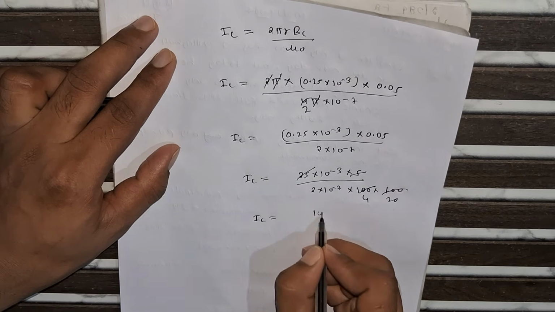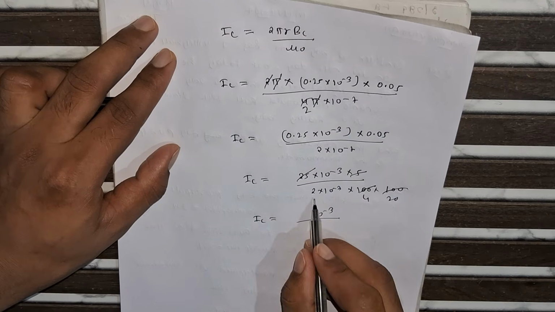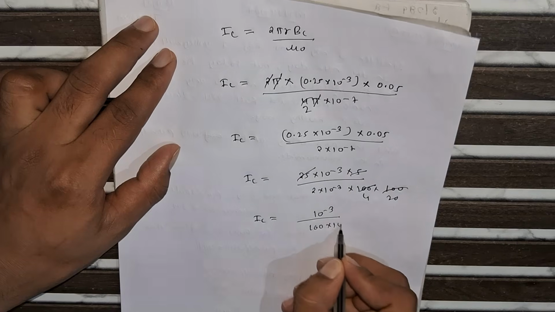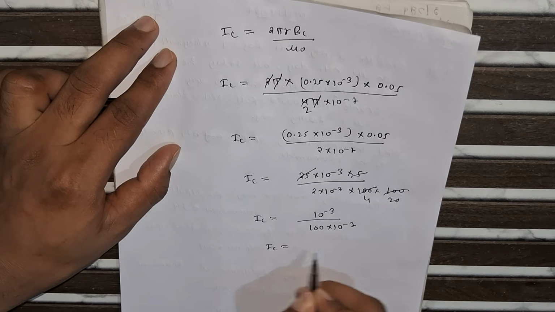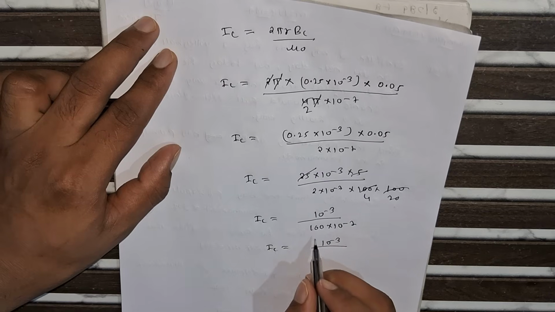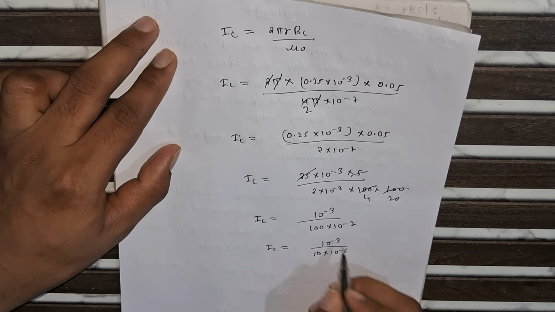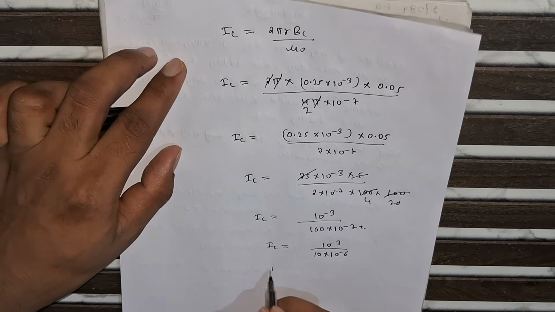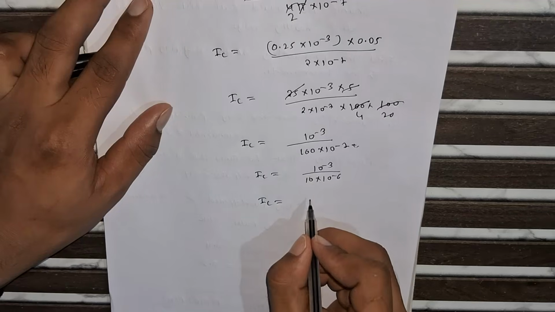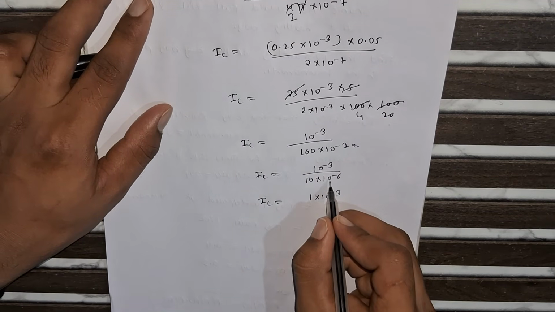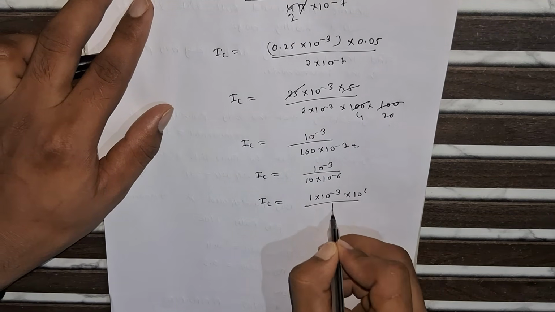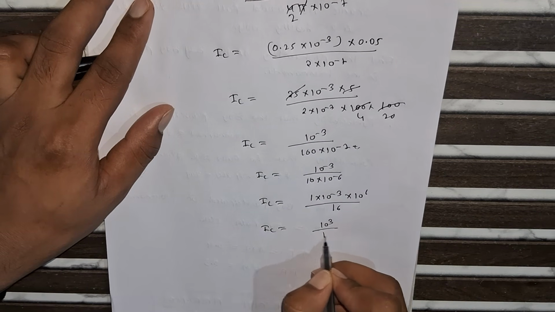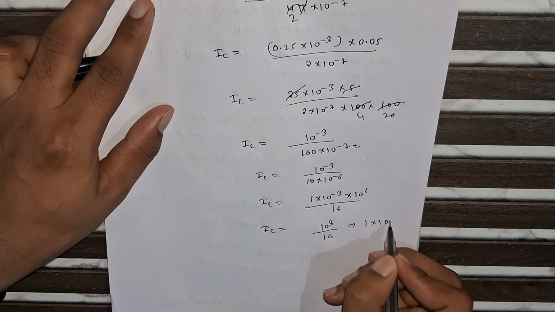So Ic equals 10 to the power minus 3 divided by 4 2s are 8, and 8 2s are 16. It becomes 160 into 10 to the power minus 7. So Ic equals 10 to the power minus 3 divided by 16 into 10 to the power minus 6, because when you remove a 0 here, it will add 1. That's why 10 to the power minus 6 is there. So Ic equals 1 into 10 to the power minus 3 into 10 to the power 6 divided by 16. So Ic equals 10 to the power 3 by 16. So 1 into 10 to the power 3 by 16.